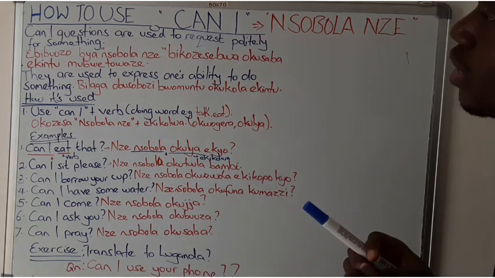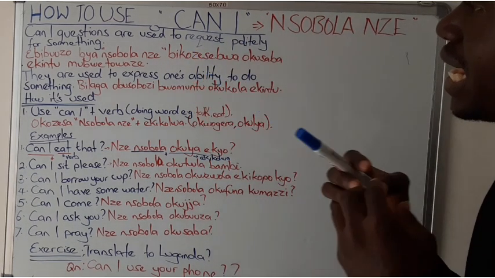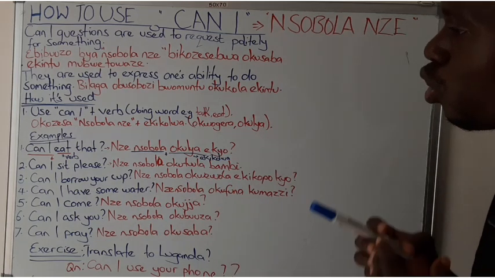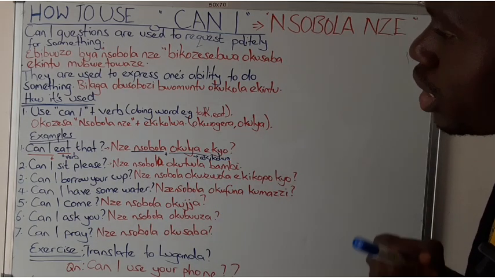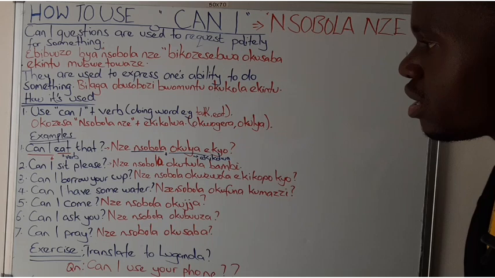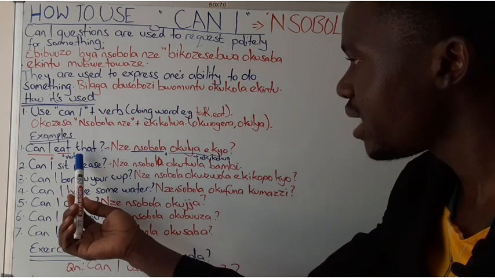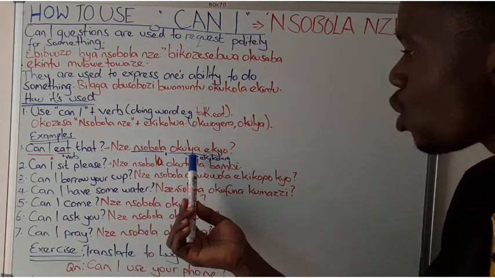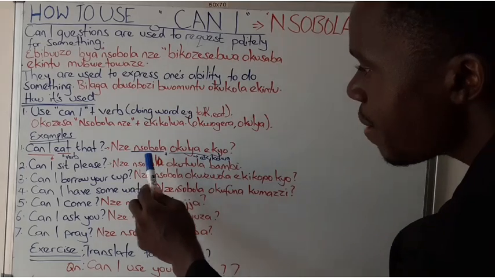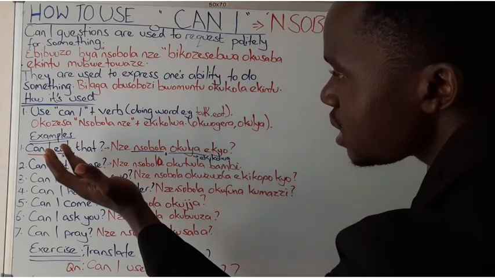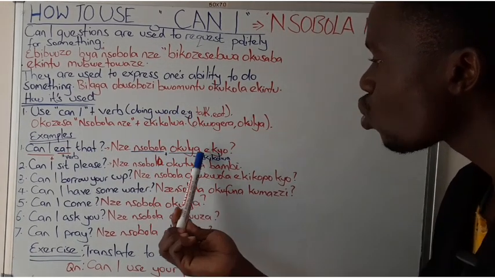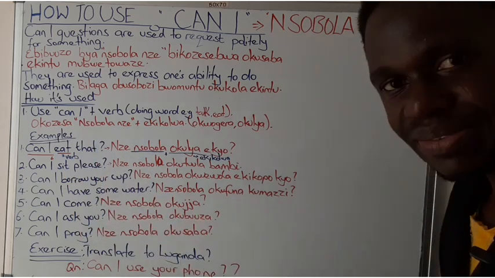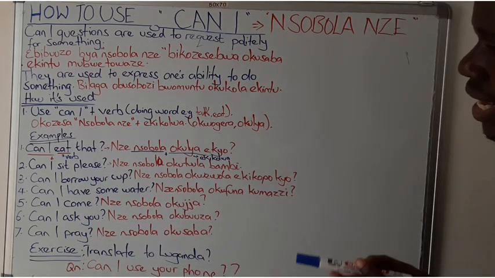So can I, when you're requesting in a polite way for something, or you are showing your ability when you're requesting to do something. For example, in this sentence, can I eat that? Nze nsobola okulya ekyo. So nze nsobola noyongerako ekikolwa. Ekikolwa it is okulya. So nze nsobola okulya ekyo. Can I eat that? Hope you understand clearly.